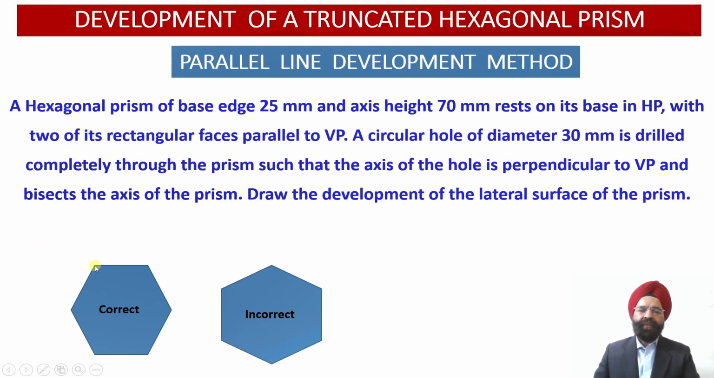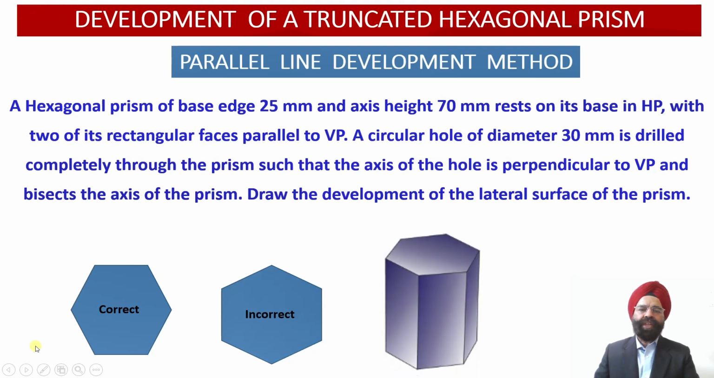While if we locate the hexagonal prism on the horizontal plane in this way, we observe that two of the rectangular faces of the hexagonal prism will be parallel to the vertical plane. So this is the correct orientation of the hexagonal prism with respect to the two reference planes.